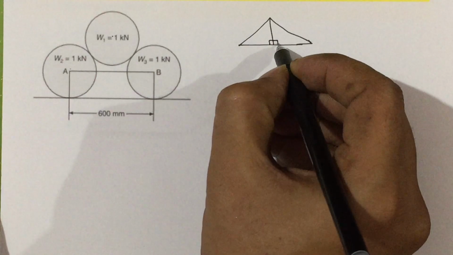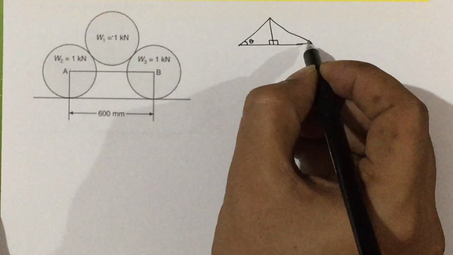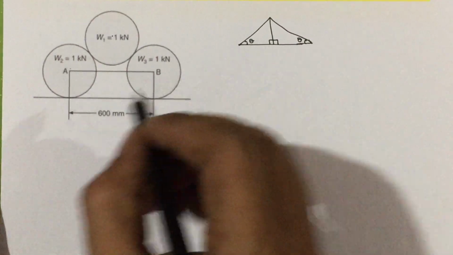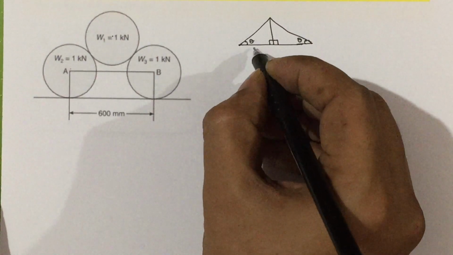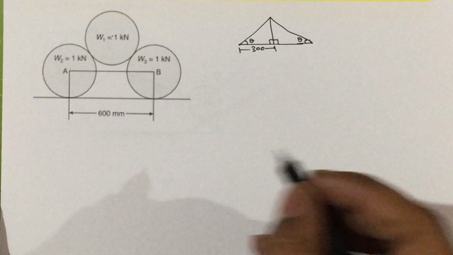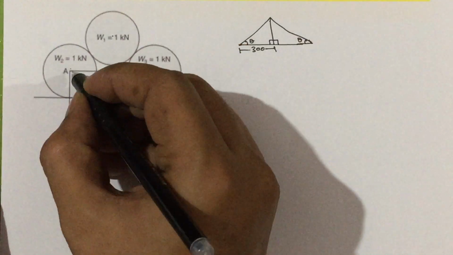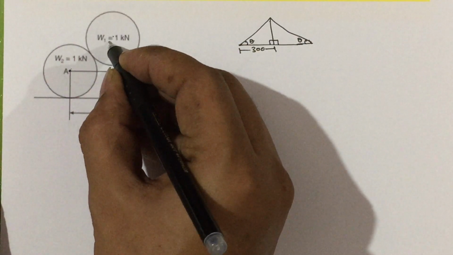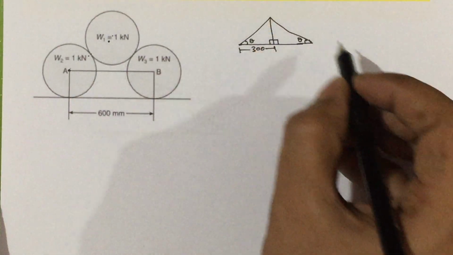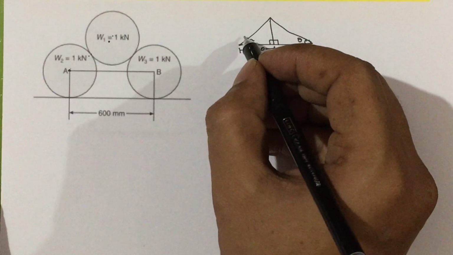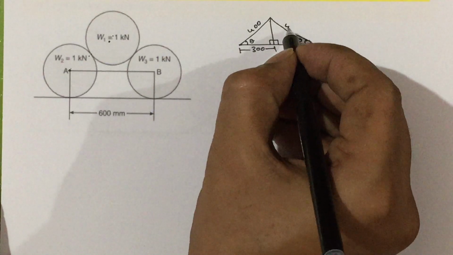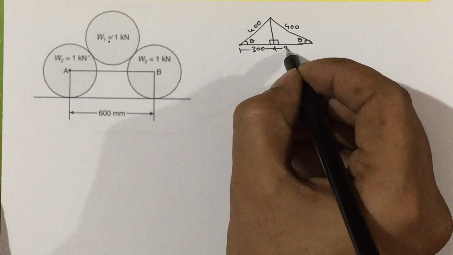This is 90 degree, this is 90 degree, we need these angles now. The total length given from here to here is 600 mm, half of that will be 300. From the center of this ball to the center of this ball is nothing but the radius of this ball plus the radius of this ball, and the radius is given as 200. So 200 plus 200 is 400 mm. Here it is also 400, here it is also 300.